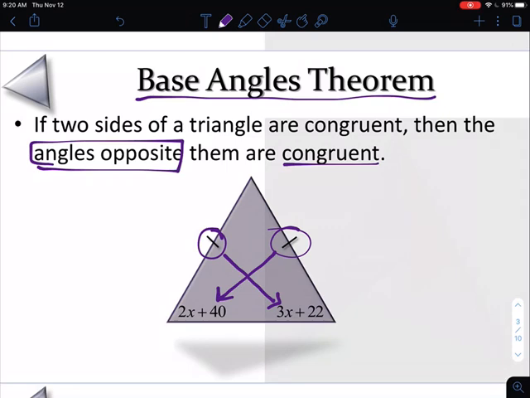And so these two sides that I circled are my legs. That means this right here is my base. That means each of these angles here and here are my base angles. So within any isosceles triangle, the base angles will always be congruent.